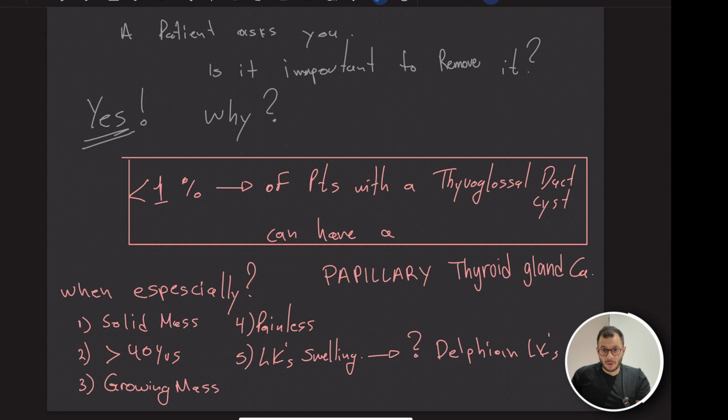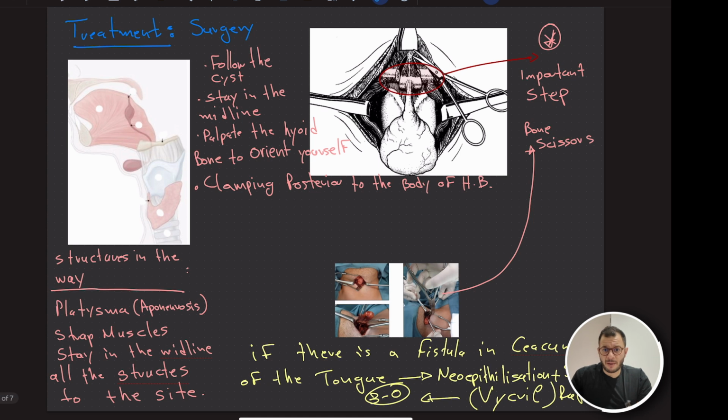Here you can also check for Delphian lymph nodes. Those lymph nodes are found behind the thyroid gland, and you can easily see them with an ultrasound or an MRI. Always ask for an MRI before the operation. Many doctors do the operation using only an ultrasound.